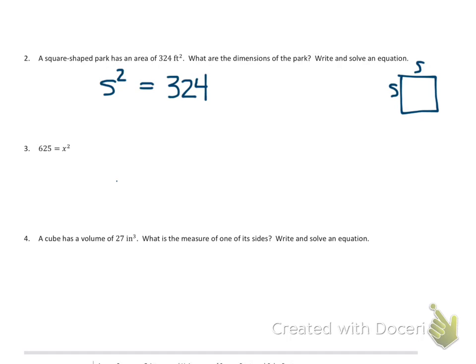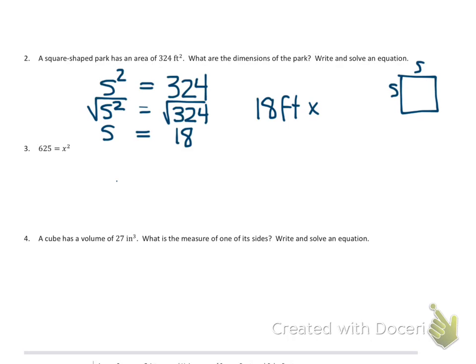Right, and solve that equation. So to solve that equation, I'm going to say the square root of s squared is equal to the square root of 324. Square root of s squared is s. The square root of 324 is 18. So the dimensions are 18 feet by 18 feet. That's the dimensions of that park.